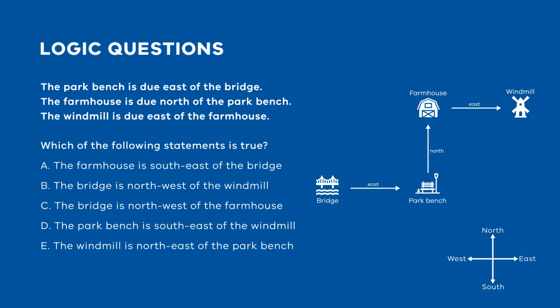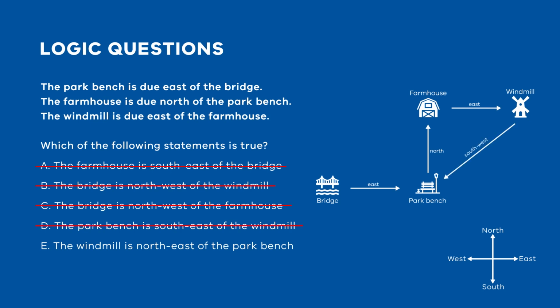The farmhouse is southeast of the bridge. This is incorrect because the farmhouse is actually northeast of the bridge. The bridge is northwest of the windmill. This is also incorrect because the bridge is southwest of the windmill. The bridge is northwest of the farmhouse. Again, this is incorrect as the bridge is southwest of the farmhouse. The park bench is southeast of the windmill. This statement is also wrong.